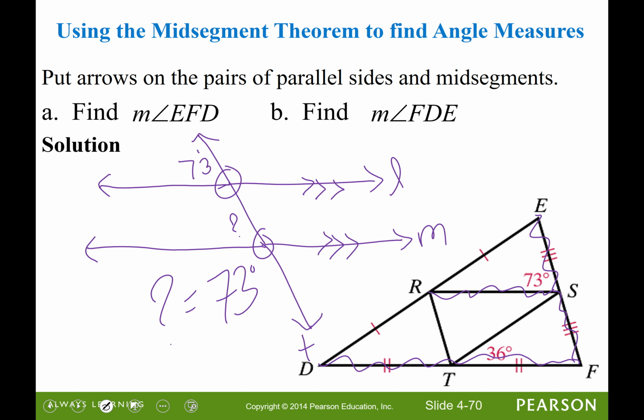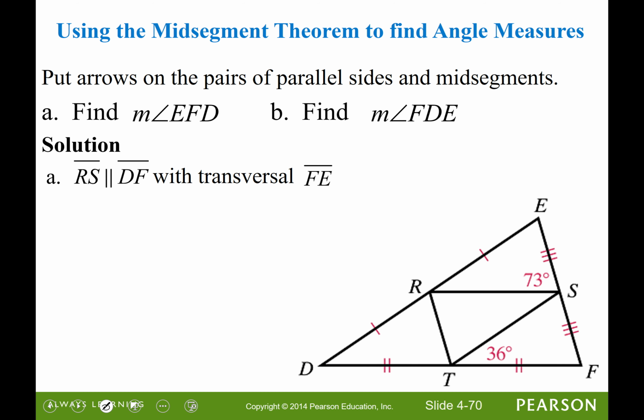Okay. Let me erase that work there. So we have RS is parallel to DF, single. And we have our angle measured there, 73 degrees. Okay, now we got to do B. All right, this one's going to go a lot smoother. I know it.